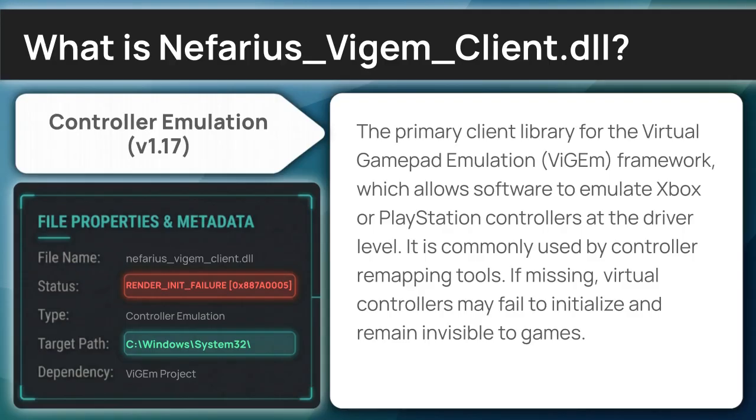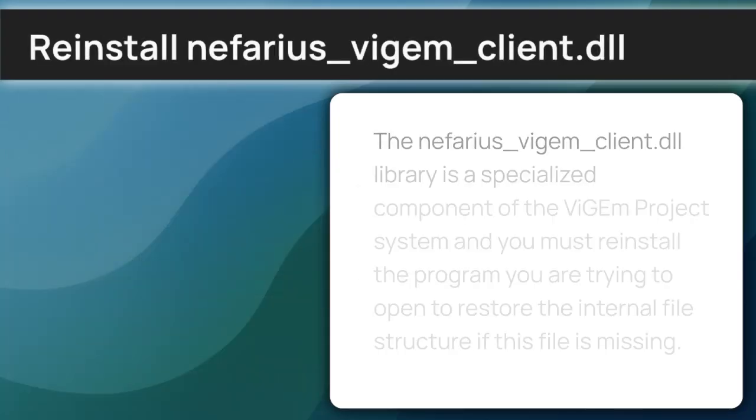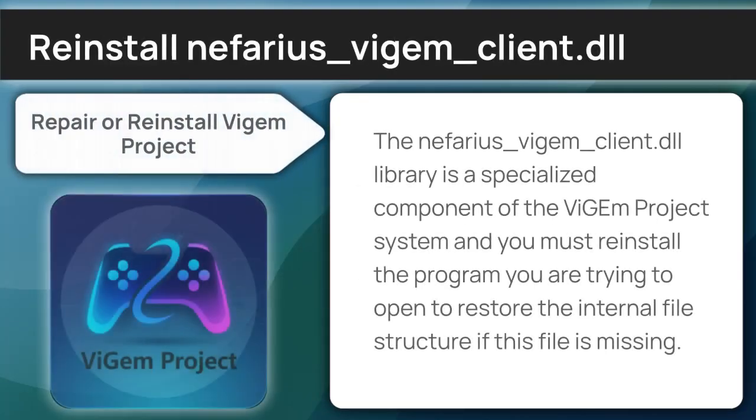Knowing the file's purpose is helpful, but now we need to physically restore it. The nefarious ViGEM Client Library DLL library is a specialized component of the ViGEM Project system, and you must reinstall the program you are trying to open to restore the internal file structure if this file is missing.